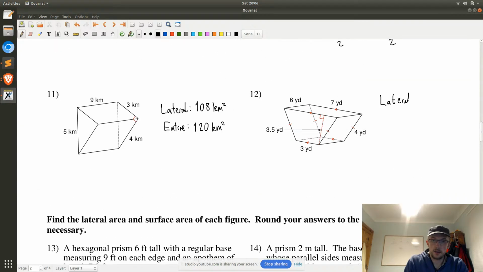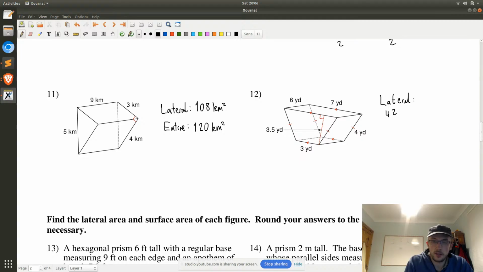The lateral surface area. I don't actually know what that would be in this case. I guess it would be the non-trapezoidal sides. Right. Okay, well, that's actually going to be a few things added together then.